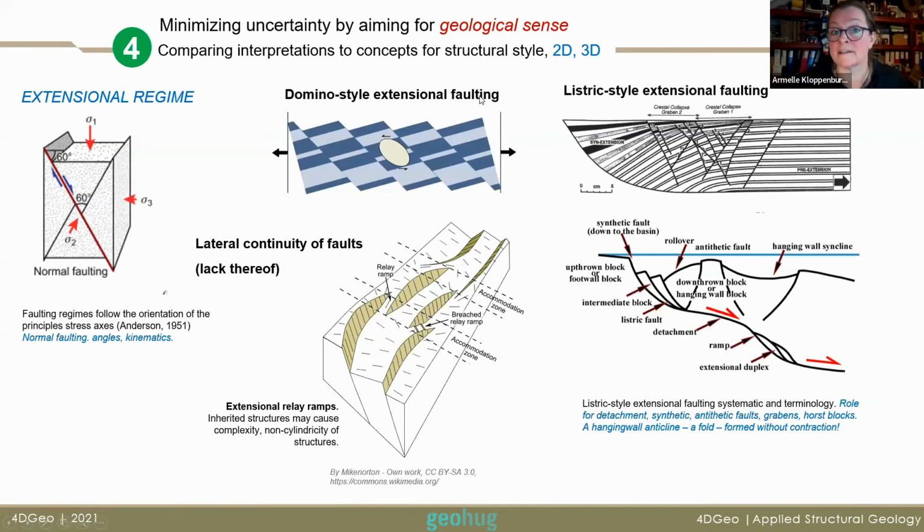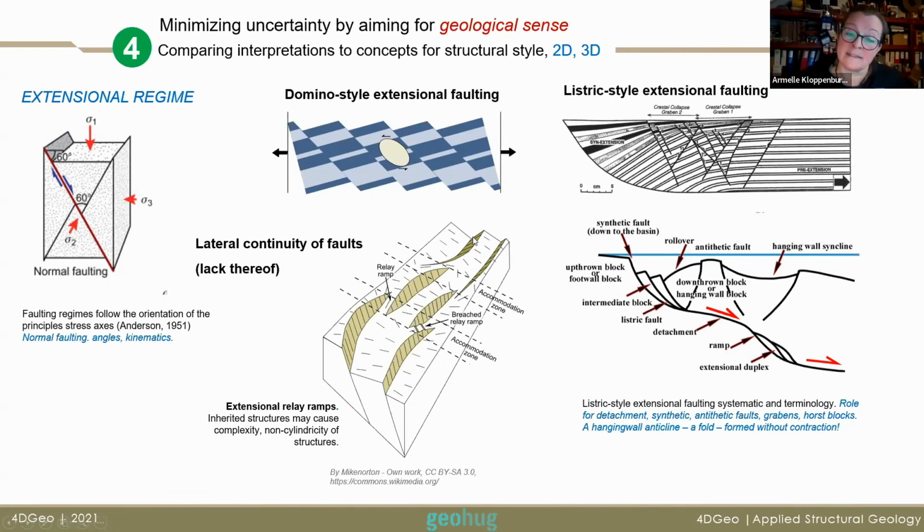There's a domino style extensional faulting that has straight faults and fault blocks that are internally not that deformed. On the other hand, already talked about briefly, the listric style extensional faulting, where you have a significant shape change of the fault blocks. Here, in this case, the hanging wall as a whole, but depending on the scale that you look at, there's a bit of terminology for that. I'll put that down.